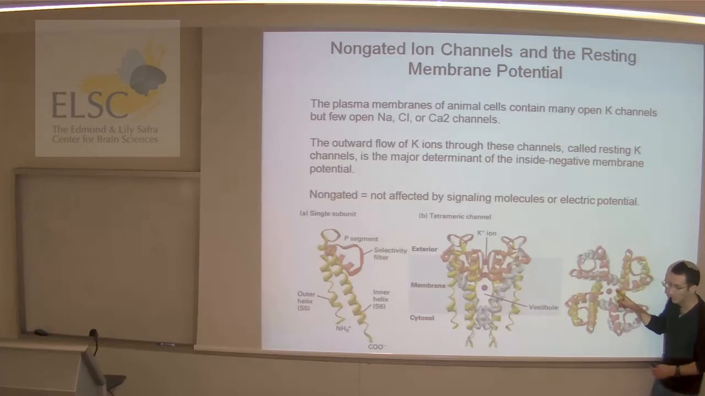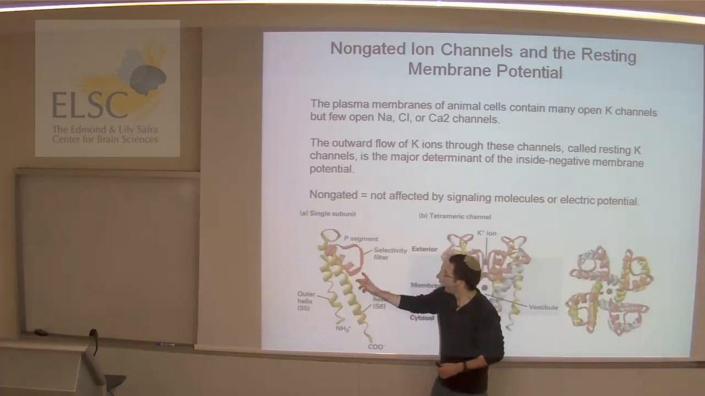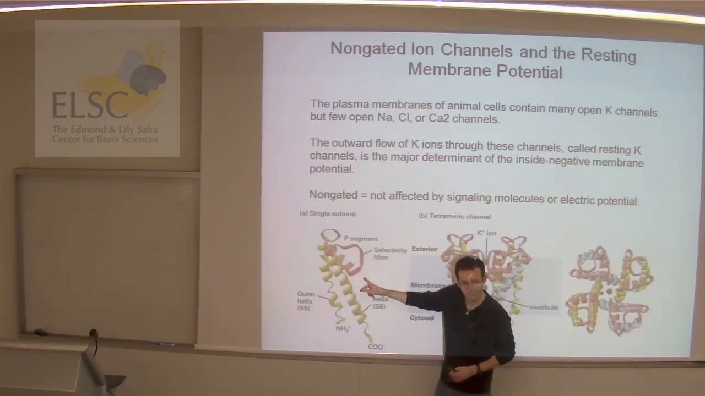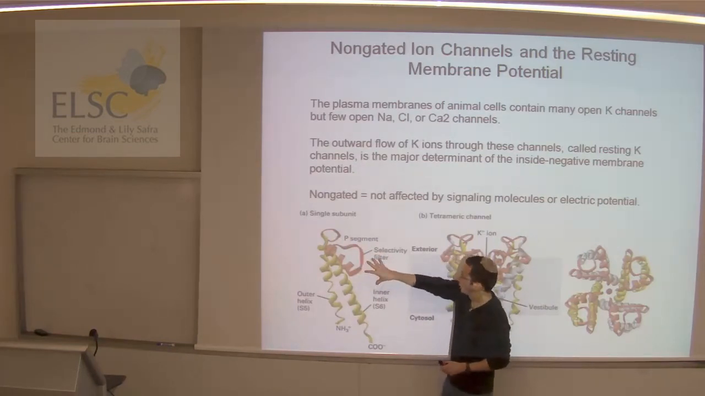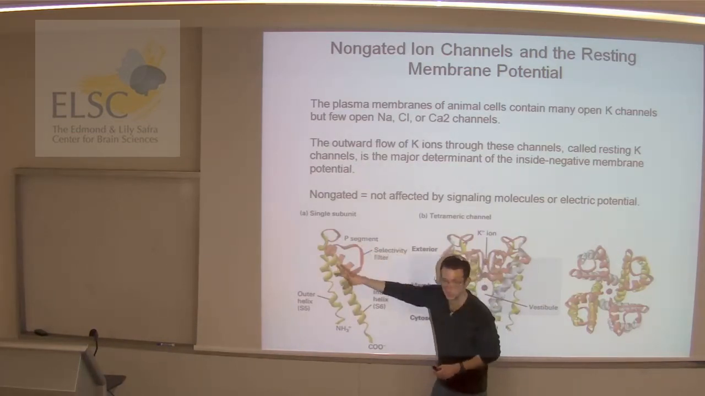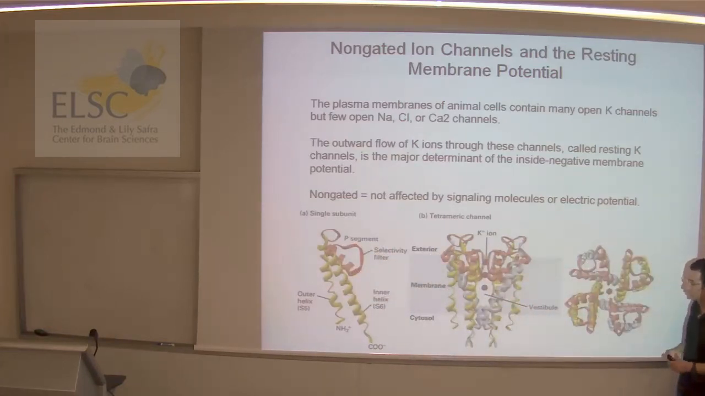You can see it right here. This little loop here is the P segment, and inside it, this small fraction of polypeptide is exactly the selectivity filter, and we will zoom in on this region in the next slide. So just remember where the selectivity filter stands in relation to the single subunit and in relation to the total structure of the protein. What did you say the P stands for? Pore. Pore? Pore. Channel, tunnel, pore.